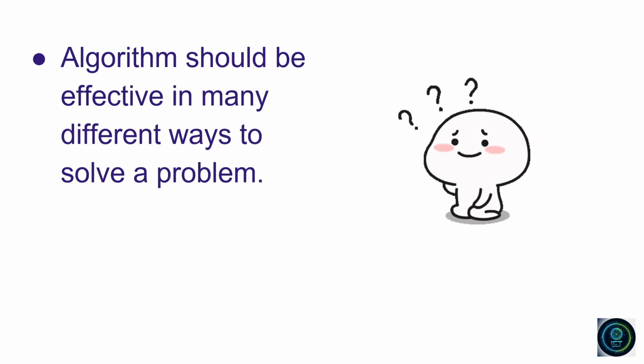Then I told you I will discuss this quality as a topic. This is that an algorithm should be effective in many different ways to solve a problem. Okay, so let's see this.